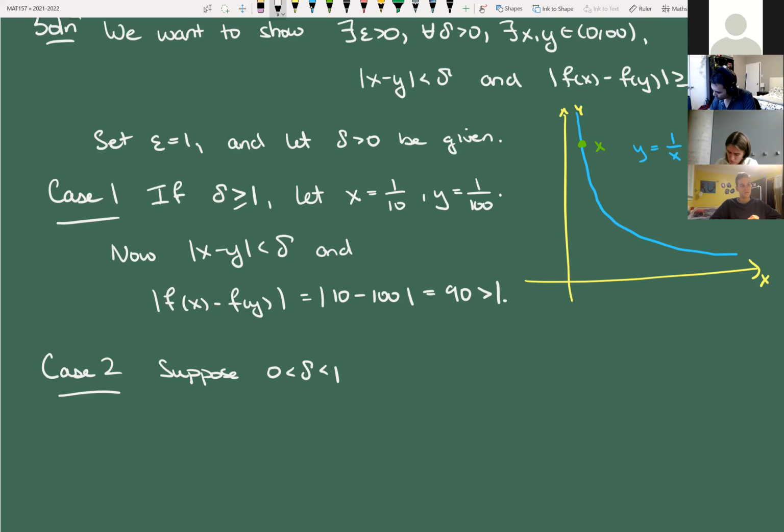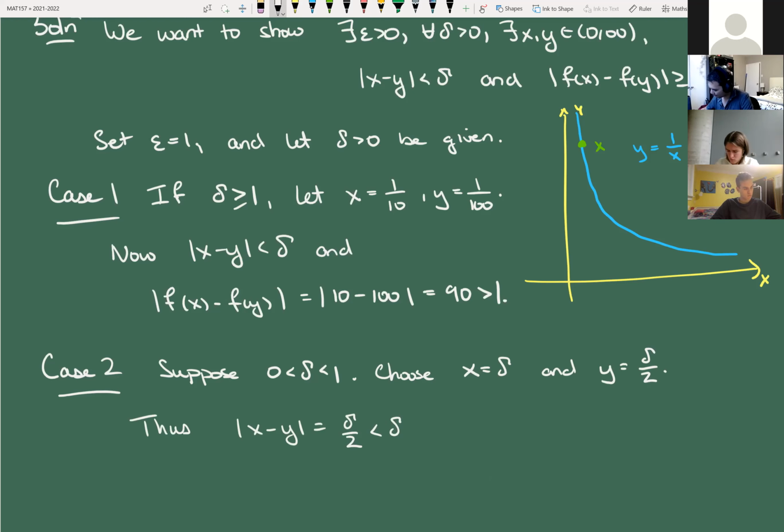And so what I'm going to do is choose x to actually be delta and y to be delta over 2. All right, I think this works. So certainly the absolute value of x minus y is equal to delta over 2, which is less than delta.